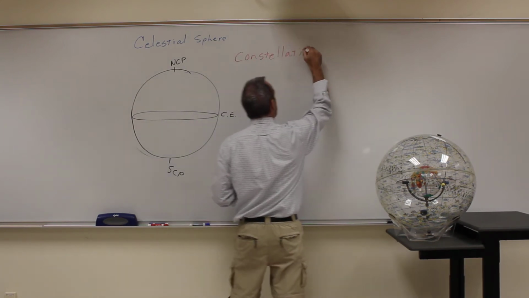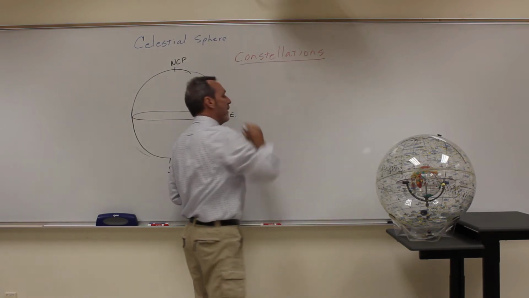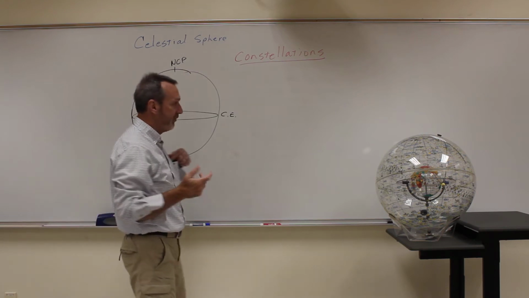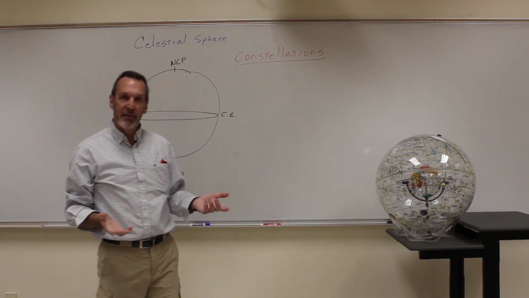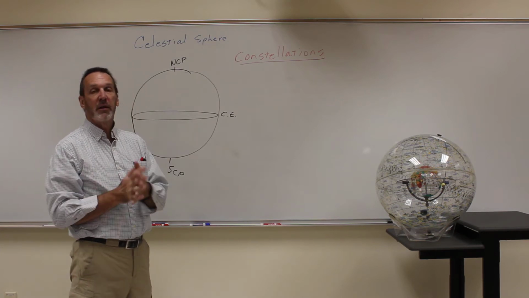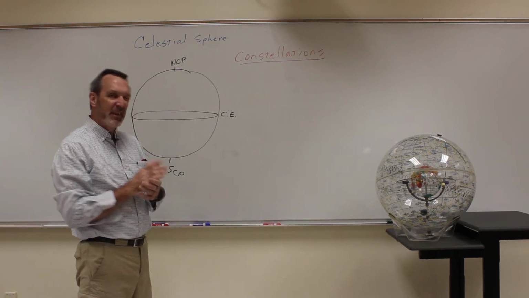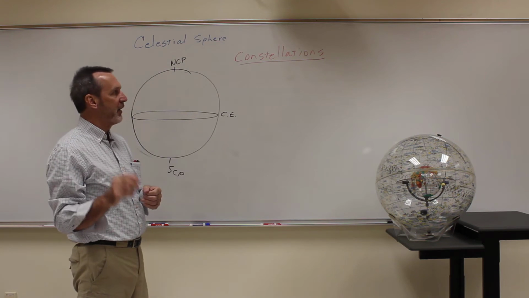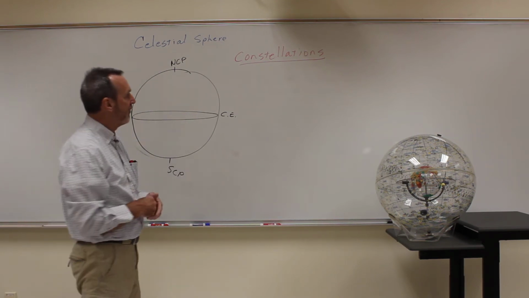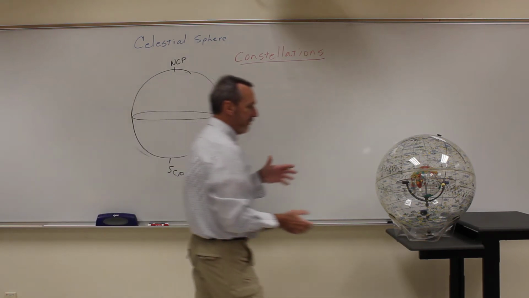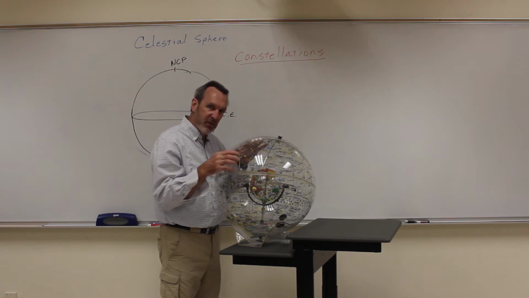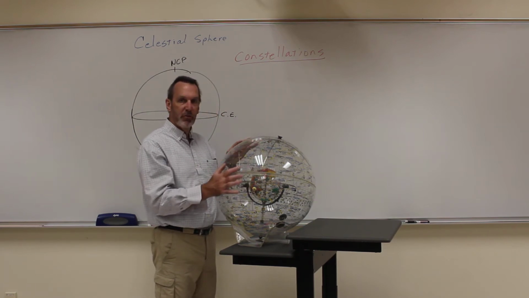Let's talk about constellations. What are constellations? Well, I'm sure you've heard of some constellations like Orion the Hunter, or Scorpio, or Hercules, or the Big Dipper, which is not technically a constellation. The constellation is Ursa Major, the Big Bear. The Big Dipper is technically an asterism. But constellations, to astronomers, are technically regions on the celestial sphere.